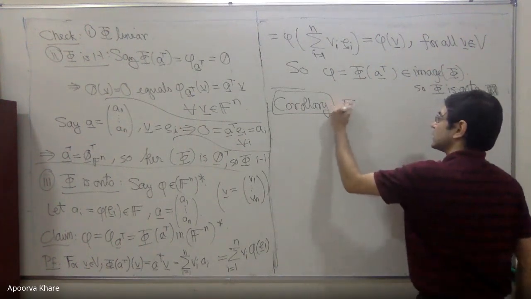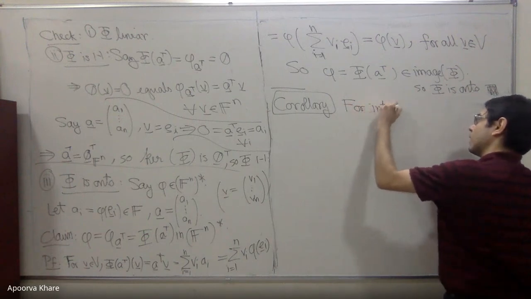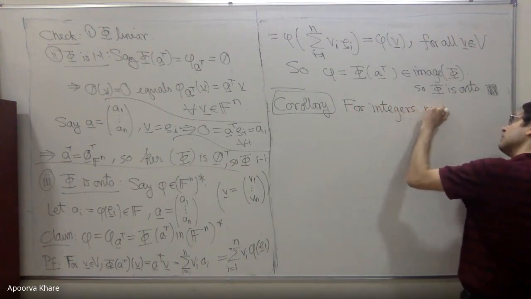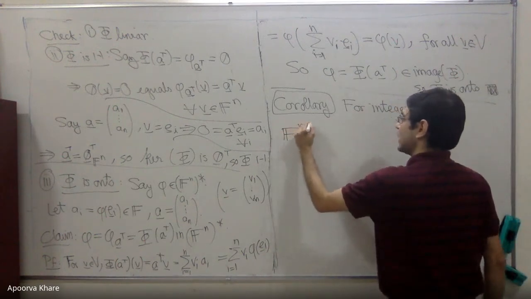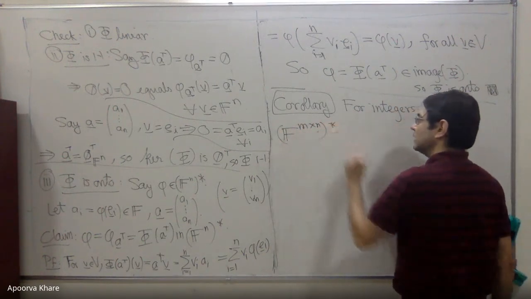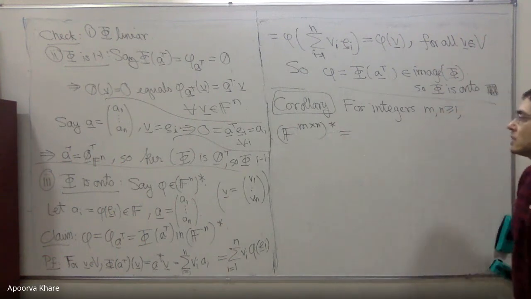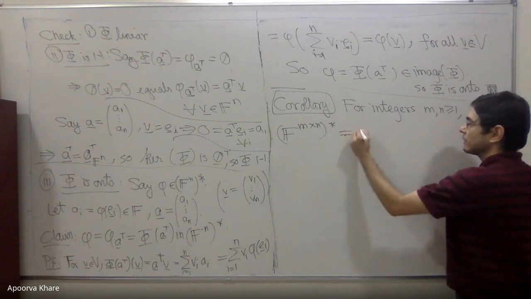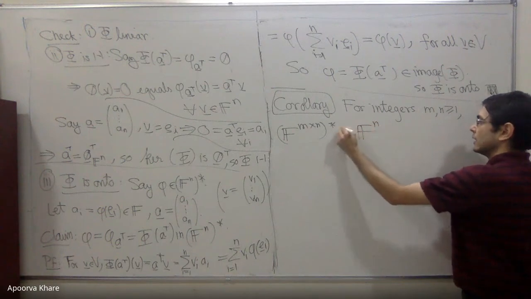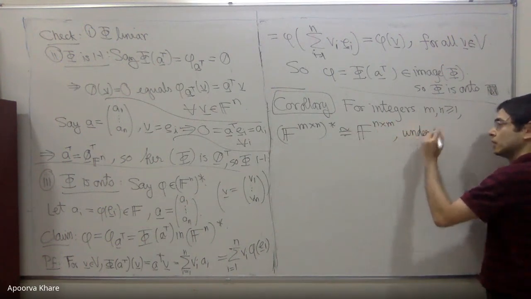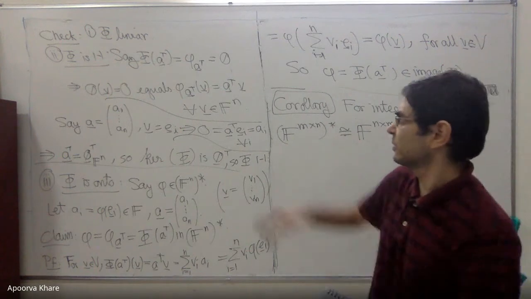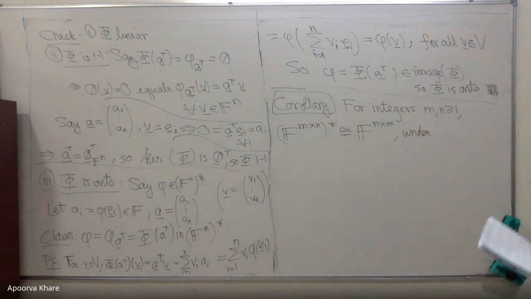So for integers m, n bigger than or equal to 1, the dual space to F to the m cross n, star, is, well, you can write it in many different ways, but one way to write it is isomorphic to F to the m cross n. The question is really, what is the dual isomorphism? How do you do this thing?